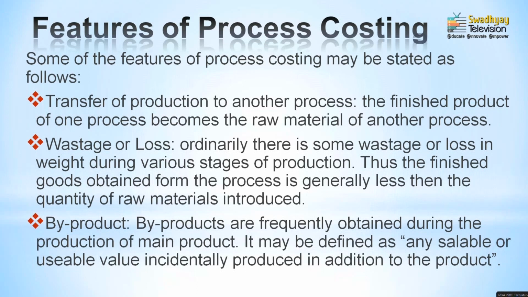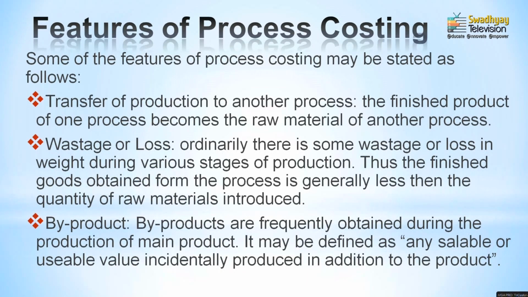Then wastage or losses, we need to identify: there are normal loss, maybe abnormal loss, abnormal gain. So, according to these calculations, whatever the input units introduced in the respective process and how many units came out at the end of the particular process, the difference between the inputs and output of the respective process is your abnormal loss or an abnormal gain.